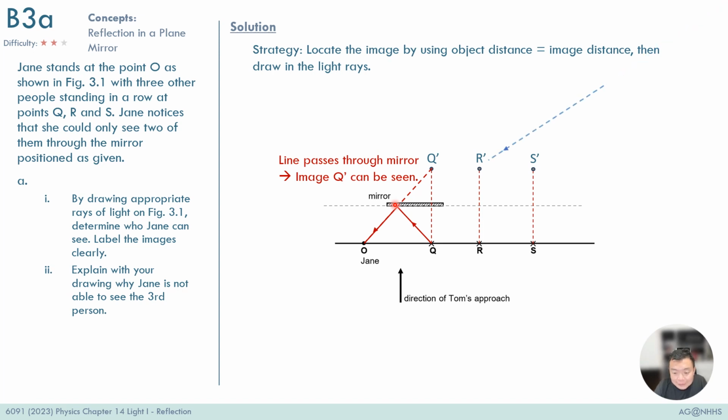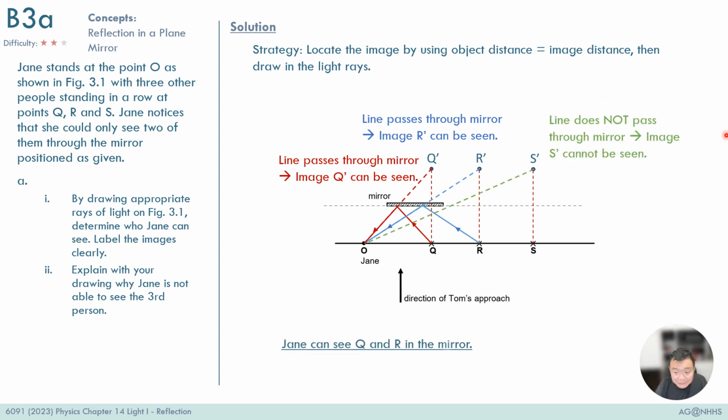Now we can repeat the same step for the image of R, and as you can see, the blue line actually passes through the mirror, and this is the actual reflection happening. Jane can see the image of R. But for the image of S, this is the green line. Notice that it doesn't pass through the mirror. There's no mirror here, and therefore the image S prime cannot be seen, and that's why Jane can only see Q and R in the mirror.